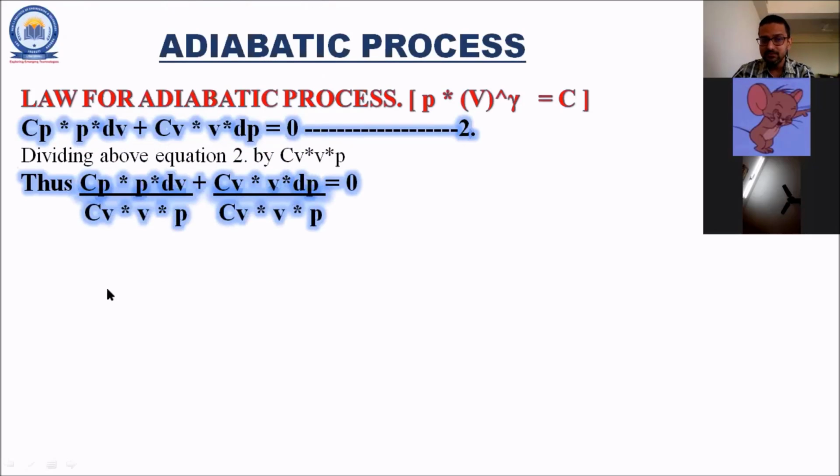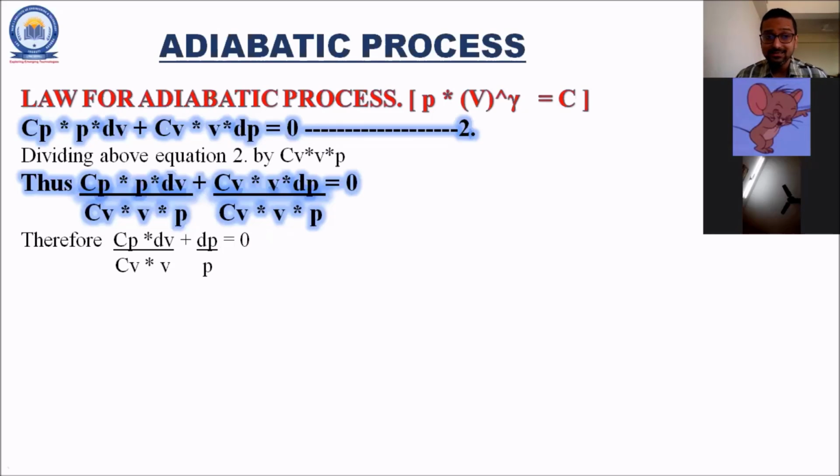Now we are seeing that we can cancel out the common terms. In the first term, the pressure gets cancelled out. And in the second term, Cv gets cancelled out and v gets cancelled out. So finally, you will be getting this answer after making the cancellations. That is Cp upon Cv into dv by v plus dp by p is equal to 0.